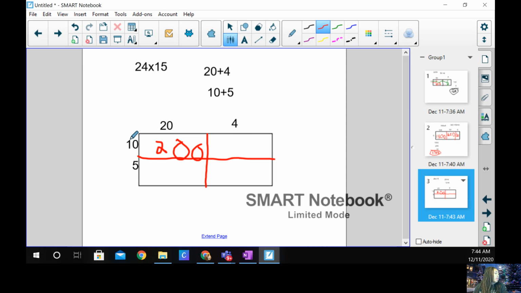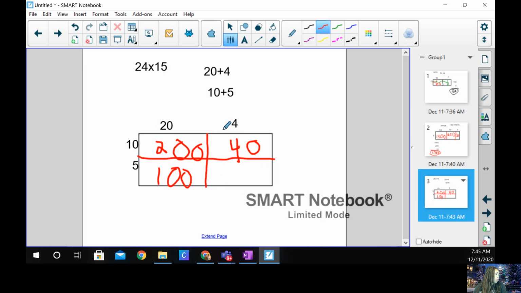And then I have a 0 here, so I'm going to put this in this box right here because again we're doing 4 times 10, and we have a 4, so 4 times 10 is 40. Now we're going to do 20 times 5, and so I have a 0. I'm just going to bring it down. 2 times 5 is 10. So 5 times 20 is 100.